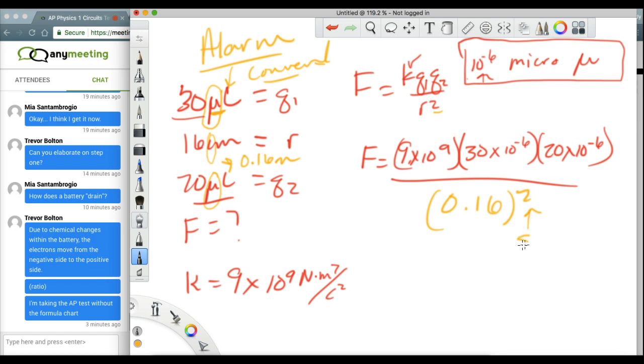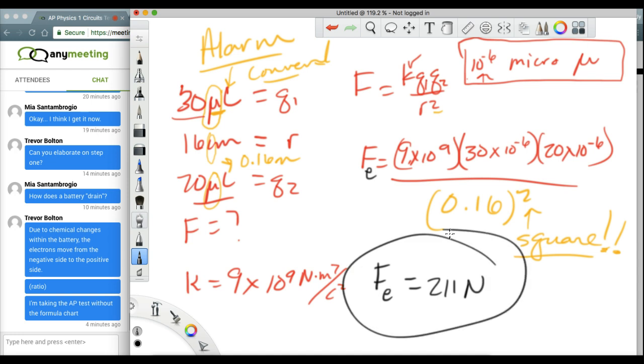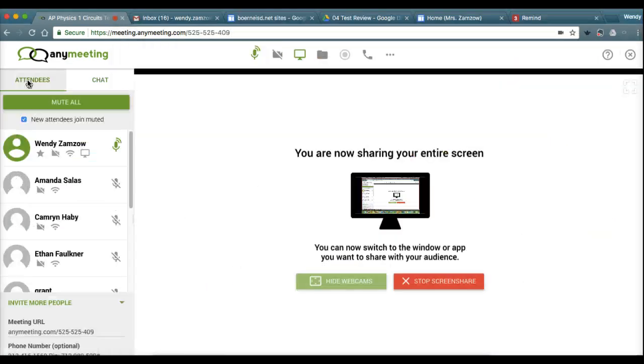Do not forget to square it. That is the most common mistake on these force problems. What kind of force are we calculating? The electric force, which is much stronger than the gravitational force. And that came out to be 211 newtons. Bam. We're done. I don't even know if there's anybody left on here, but we're done.